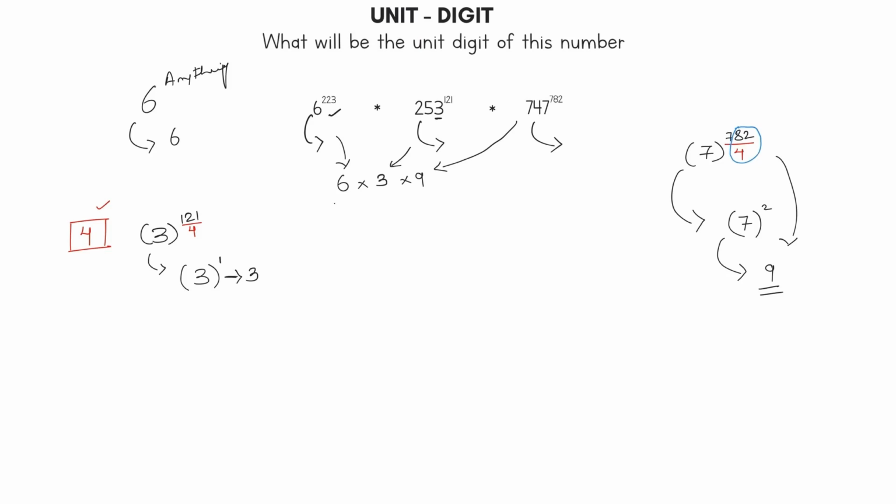So what is the problem turned out to be? 6 into 3, 18 into 9 is what I get here. What is 18 into 9? 9 8s are 72. Unit digit here is 2 and the problem is solved.